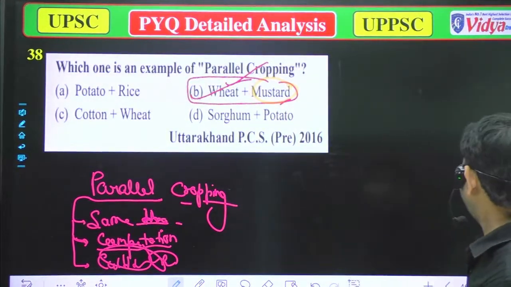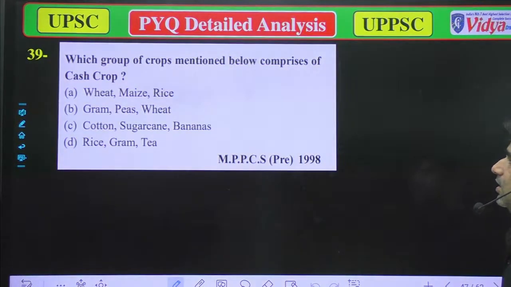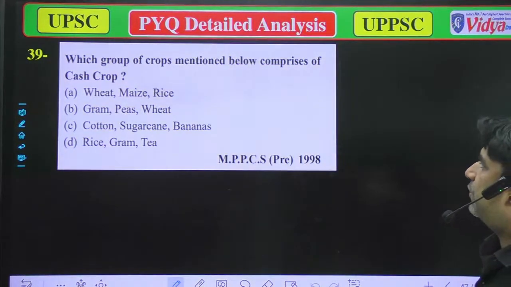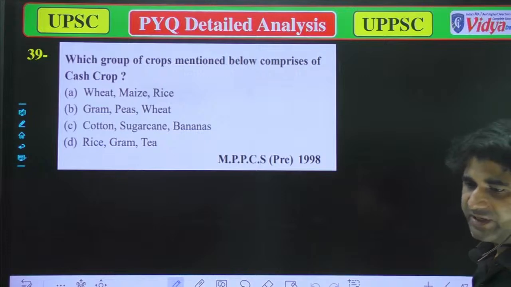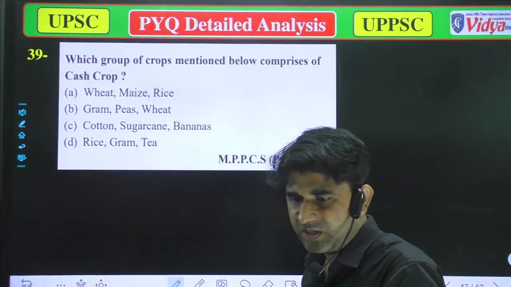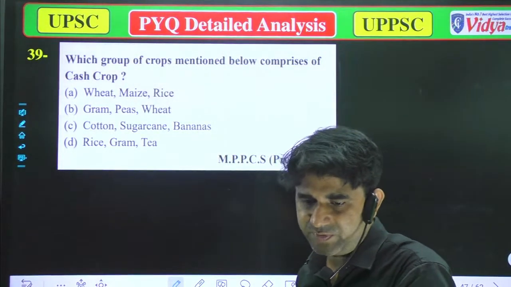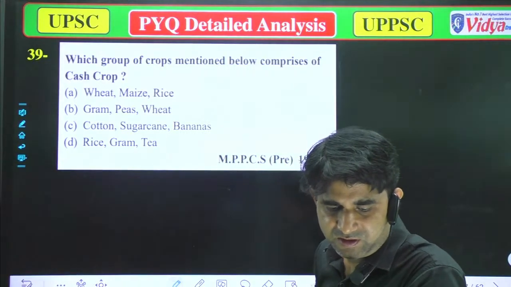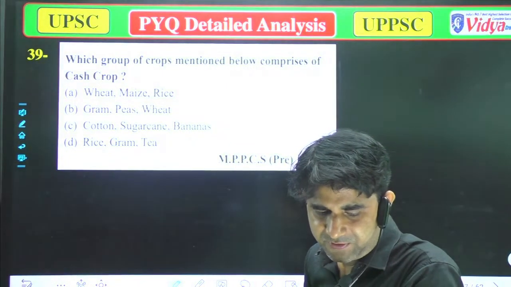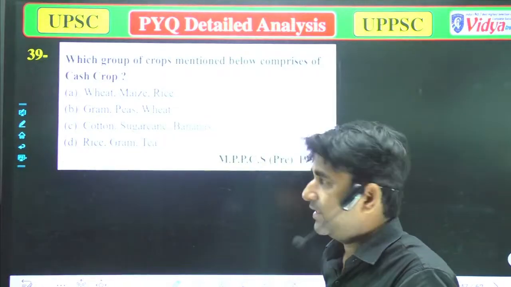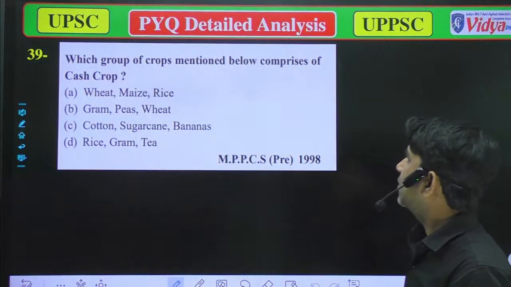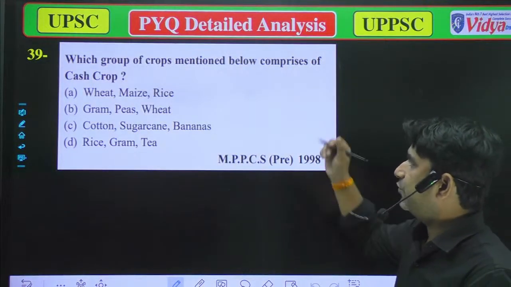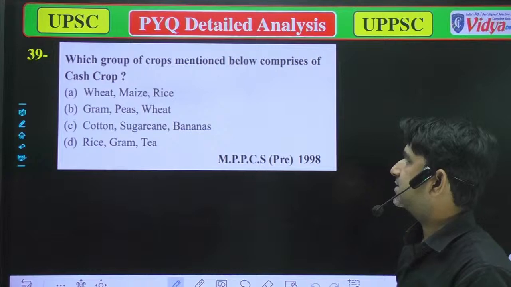Now we'll move to the next question: which group of crops mentioned below comprises cash crops? So it's talking about cash crops. Yeah, wheat and mustard was correct, well done, CBI. You are doing really well. Now you have to say which of the following are cash crops.